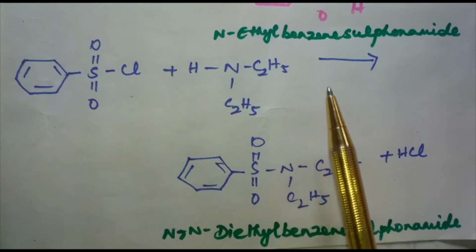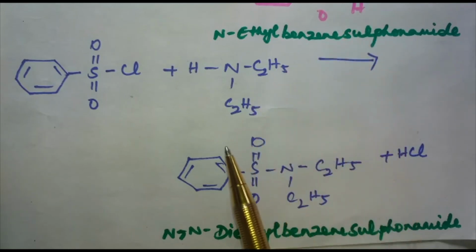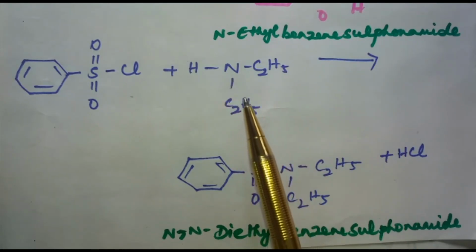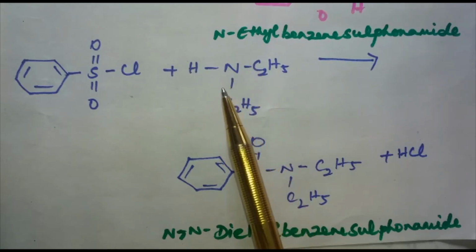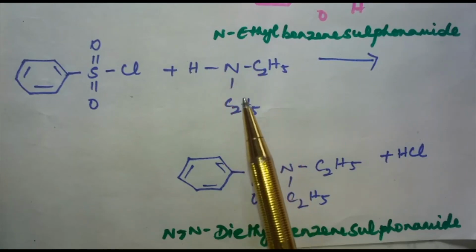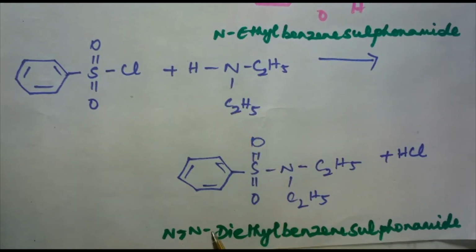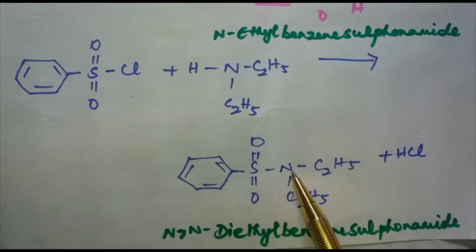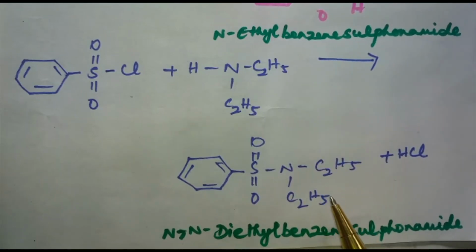This reaction is used to distinguish between primary, secondary and tertiary amines. Primary and secondary amines will react because of the presence of hydrogen, whereas tertiary amines do not react because of the absence of hydrogen. This N,N-diethyl benzene sulfonamide does not contain any hydrogen atom attached to the nitrogen atom, so it is not acidic and hence it is insoluble in alkali.